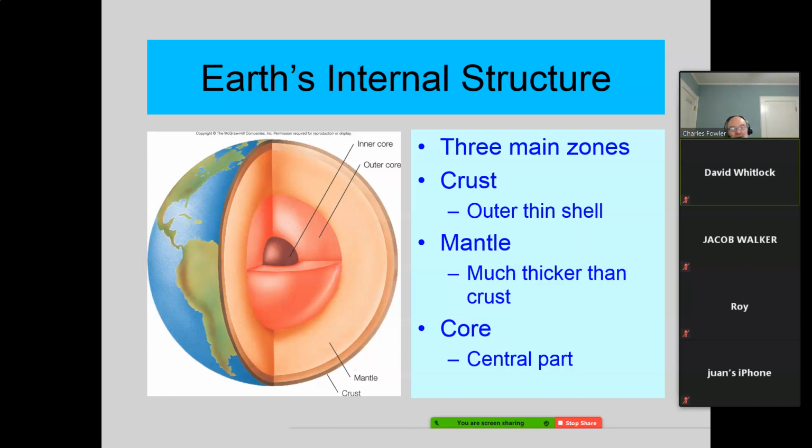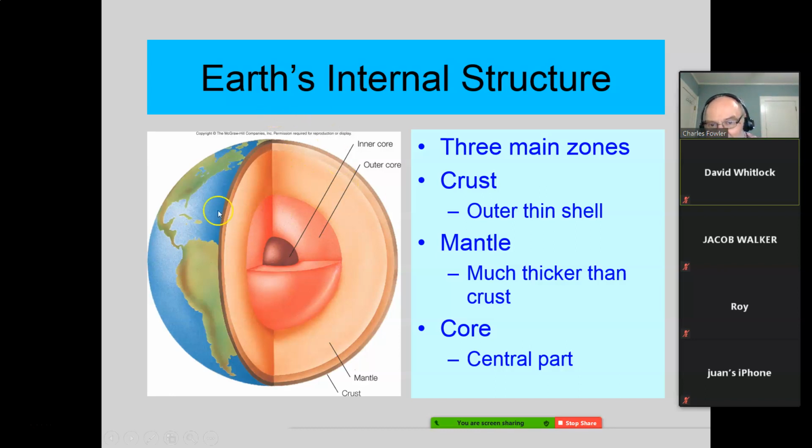Now, inside the crust is the mantle. The mantle starts right about here and goes all the way down to there. It is the biggest portion of the Earth's internal structure, from the outer core to the bottom of the crust. We're going to give some names to some of these boundaries in just a minute, so hang on to that. I don't want to get ahead of the slides.